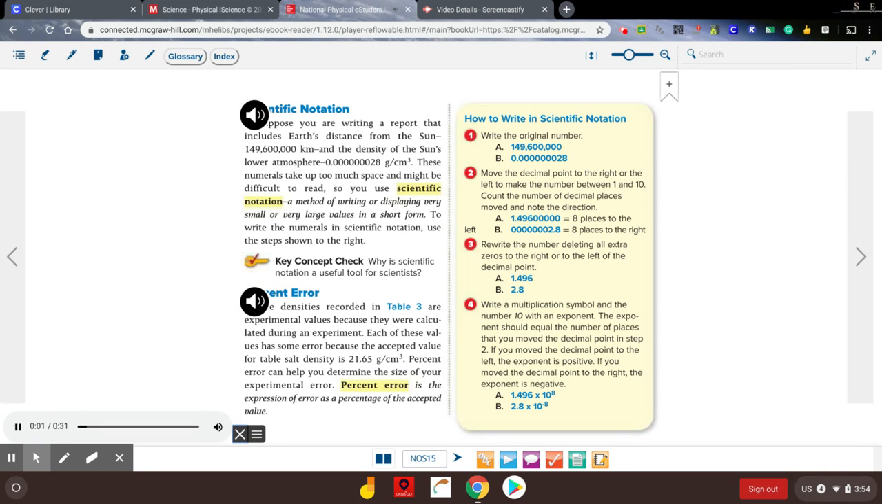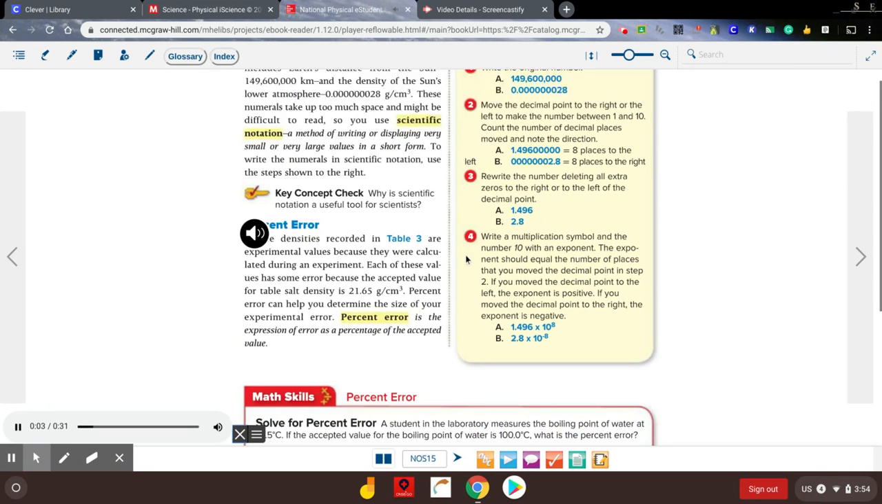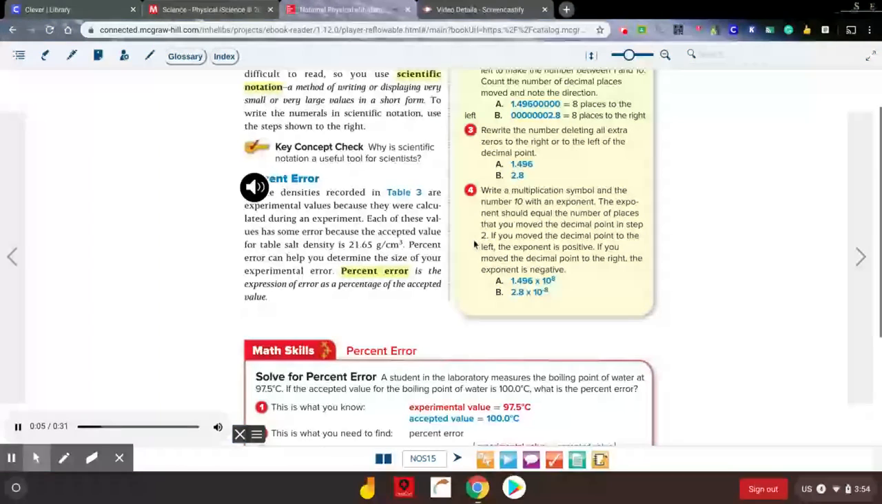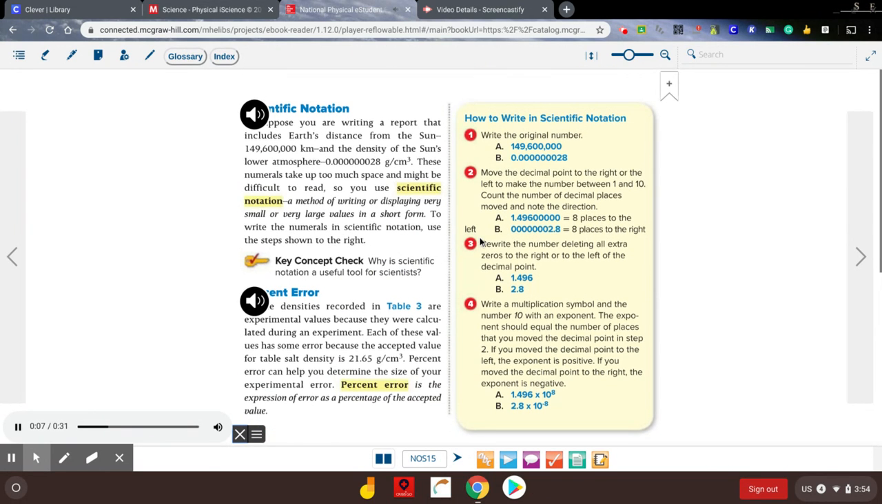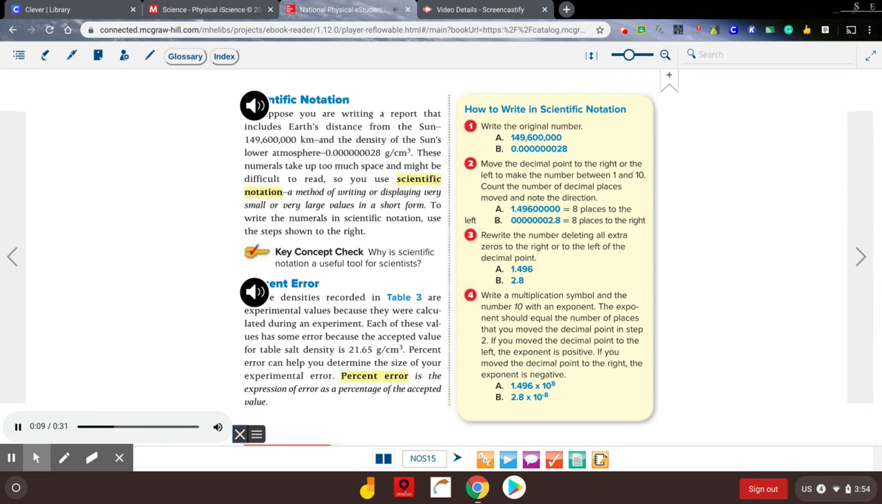Percent error. The densities recorded in Table 3 are experimental values because they were calculated during an experiment. Each of these values has some error because the accepted value for table salt density is 21.65 grams per cubic centimeter. Percent error can help you determine the size of your experimental error. Percent error is the expression of error as a percentage of the accepted value.